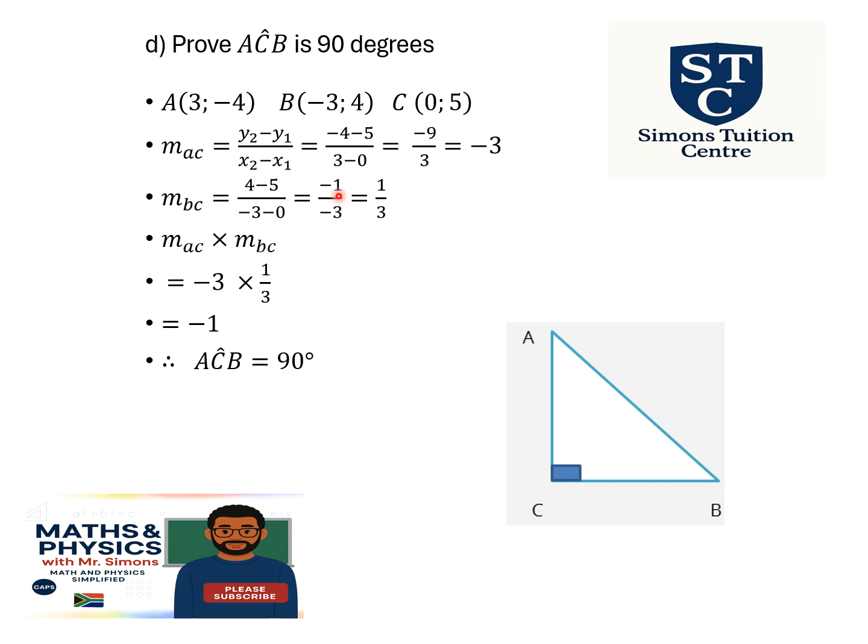4 minus 5 gives me -1. Minus 3 minus 0 gives me -3. Negative divided by negative becomes positive. So gradient BC is 1 over 3. So gradient of AC times the gradient of BC, minus 3 times positive 1 over 3, should give me -1. So that gives me -1. That means AC is perpendicular to BC. So AC is perpendicular to BC, meaning where they meet, there must be a 90-degree angle. Therefore, ACB equals 90 degrees.